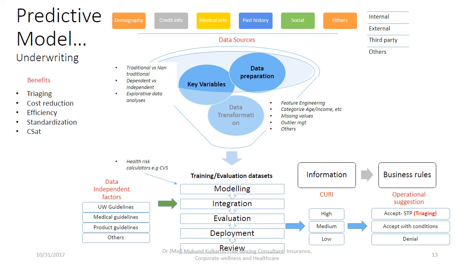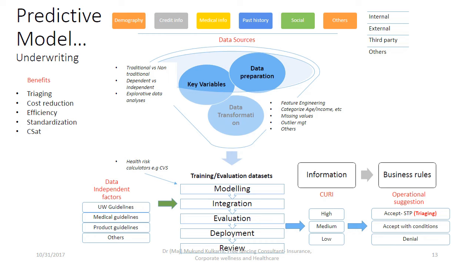high, medium, and low. And if CURI is high, I will say that these customers are much safer, and I don't want to waste so much time, effort and money in underwriting these cases, so these are the cases which should ideally be accepted as a straight-through process, and this is where the triaging is going to help.